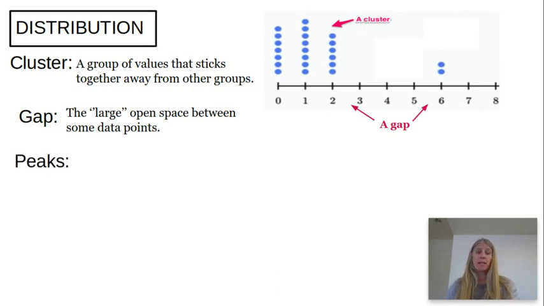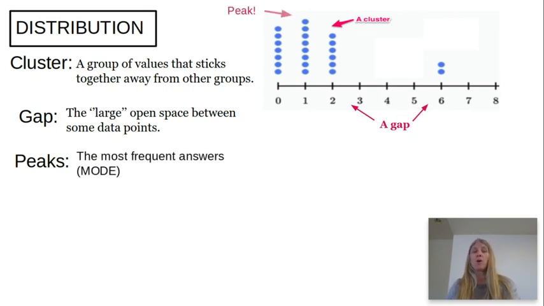Then we have a peak. A peak is the highest point. A peak is our most frequent answer. It's our mode, and you can have more than one mode. You can have a single peak like we have here, or you could have a double peak where you have two that are the same height in different places.